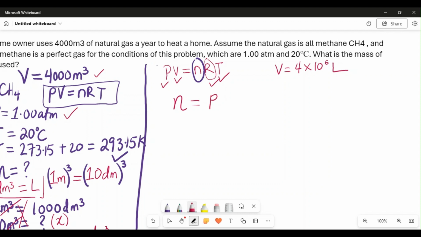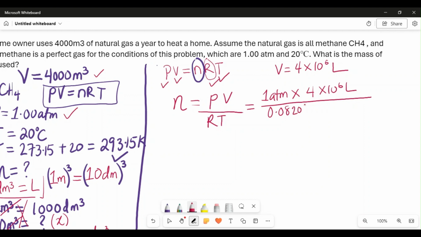So n equals PV over RT, which is pressure 1 atm times 4 times 10 raised to the power 6 liters divided by the gas constant, which is 0.08206. It's important for you to memorize the two gas constants that we have whenever you're dealing with the perfect gas law.